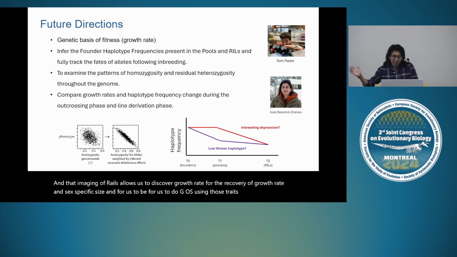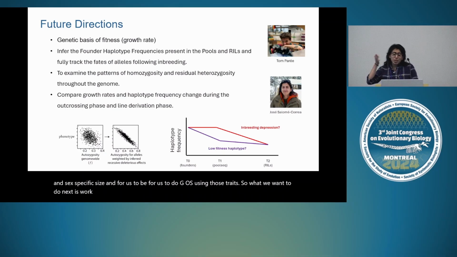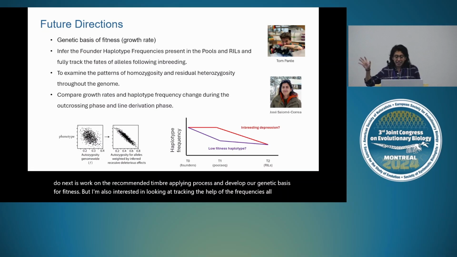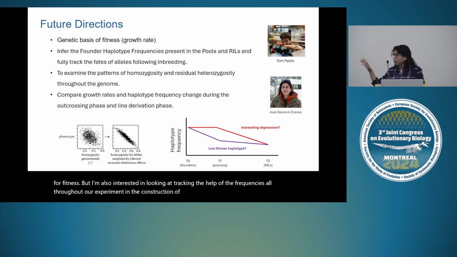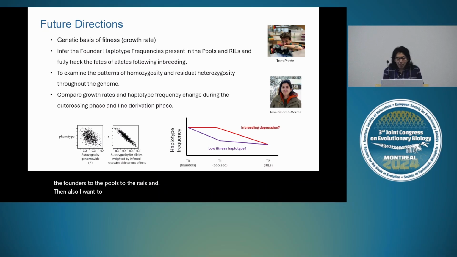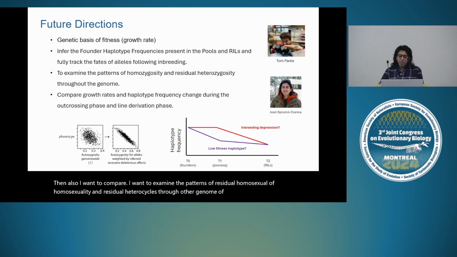So what we want to do next is work on a recombinant inbred line process and develop our genetic basis for fitness. But I'm also interested in tracking the haplotype frequencies all throughout our experiment in the construction of our recombinant inbred lines, going from the founders to the pools to the lines. And then I also want to examine the patterns of residual homozygosity and residual heterozygosity throughout the genome of our set of recombinant inbred lines.